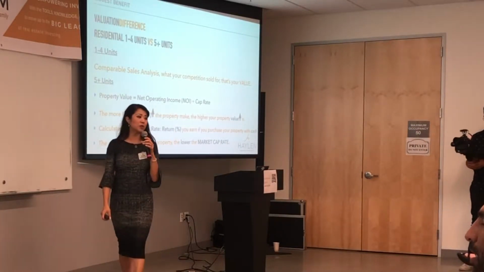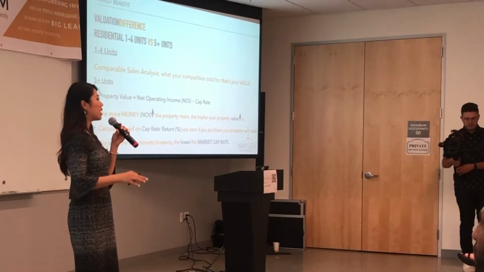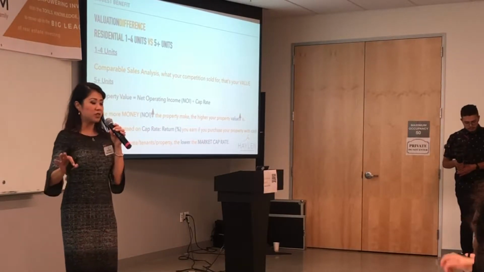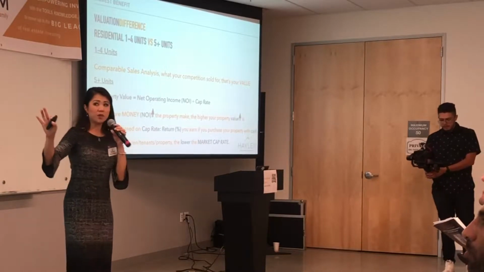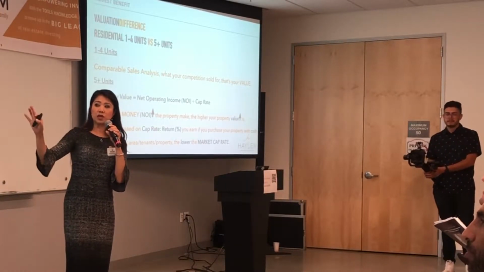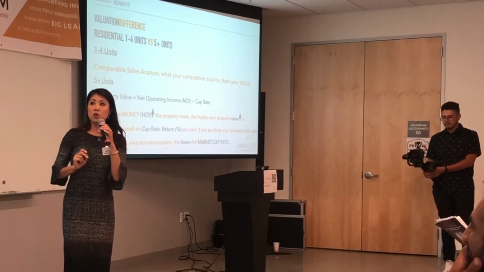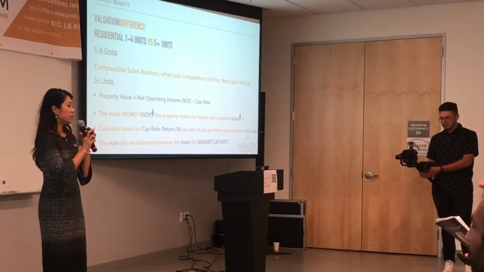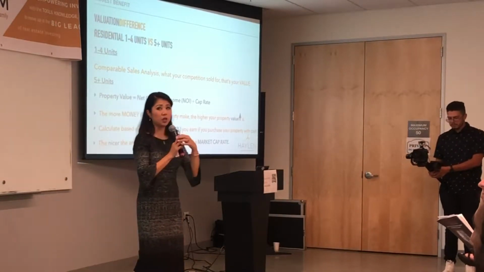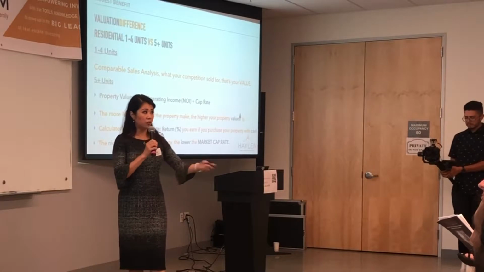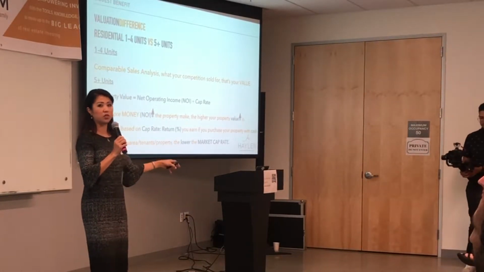All right, so for those people who have not invested, let me just explain a little bit about the valuation difference between 1 to 4 units and 5 plus units. These are all residential, right? But 1 to 4 units has a different valuation method compared to 5 plus units. With 1 to 4 units, you're doing comparable sales, meaning that whatever your neighbor sells for, that's how much you're probably going to sell your property for. So it kind of depends on what your neighbors are doing.